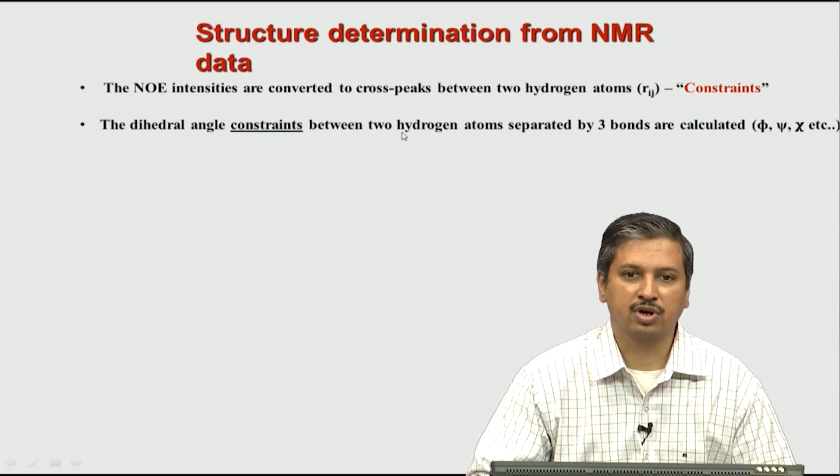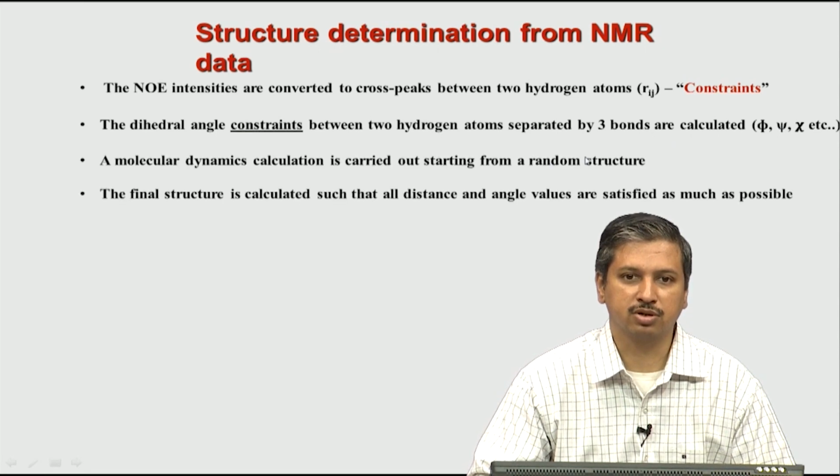Another type of constraints or information which we give is the 3-bond J coupling between hydrogen atoms. Typically this is the backbone phi angle, psi angle, and it can be for the side chain chi angles and so on. So, this is another set of values which we input to the computer program, the software which does the structure determination. So, this is what is shown here.